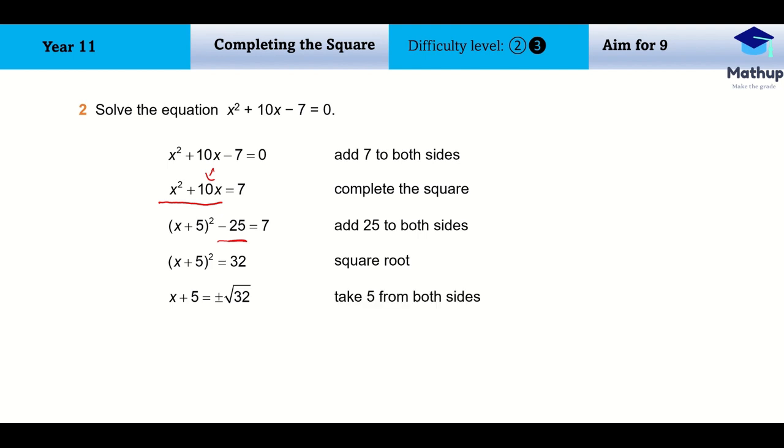So you will have two solutions now: x equals negative 5 plus or minus root 32. And you can leave this as a decimal to 2 decimal places.